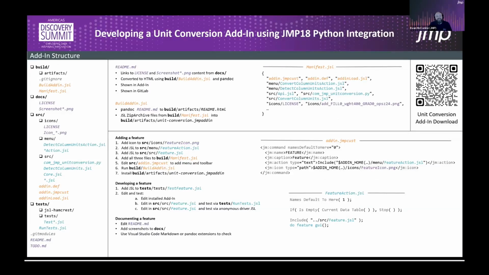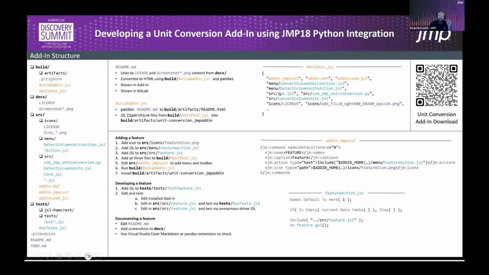And then the source folder has several subfolders: icons, menu. The menu has these action JSL files in it that are very, very simple. They're just used by the JMP cust file as a jumping-off point, as well as source, which is kind of the bulk of the code. And then we have the def, JMP cust, and the add-in load JSL file.